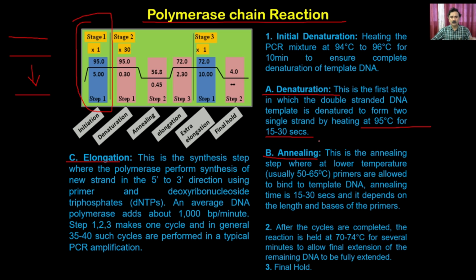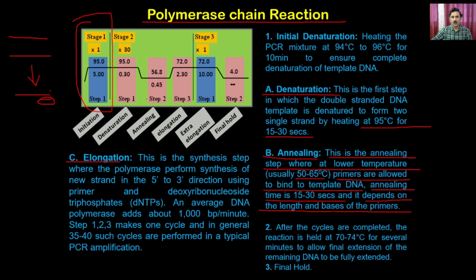Then what you do is you cool down the reactions so that the primer you have added should be able to bind the single stranded templates. That event is called the annealing step, because the binding of the primer to the DNA is called annealing. At a lower temperature, usually 50 to 65 degrees Celsius, the primers are allowed to bind the template DNA. Annealing time is 15 to 30 seconds, and it depends on the length and the bases of the primers. Depending on the length of your oligonucleotide primers, you can set the annealing temperature.